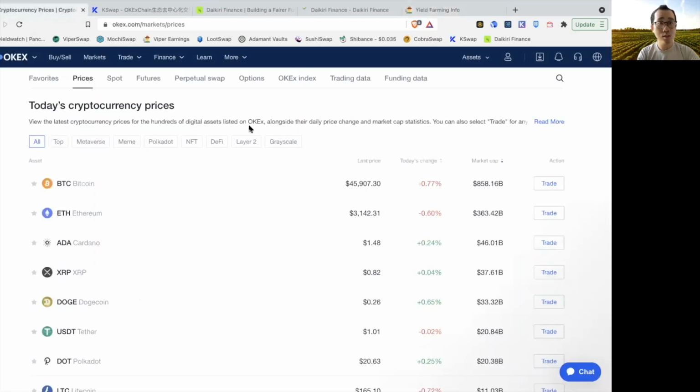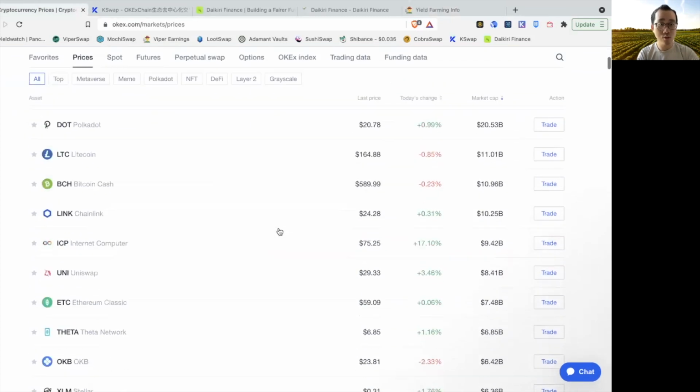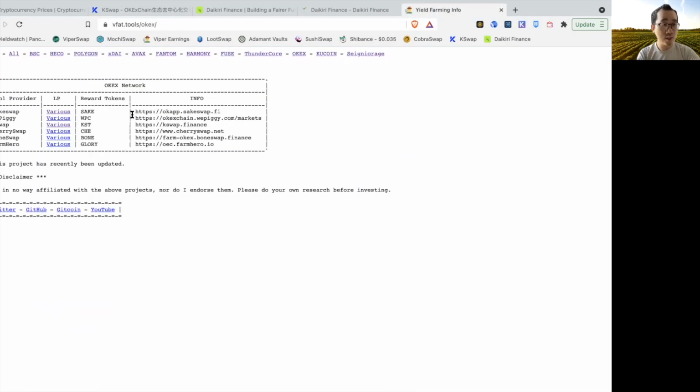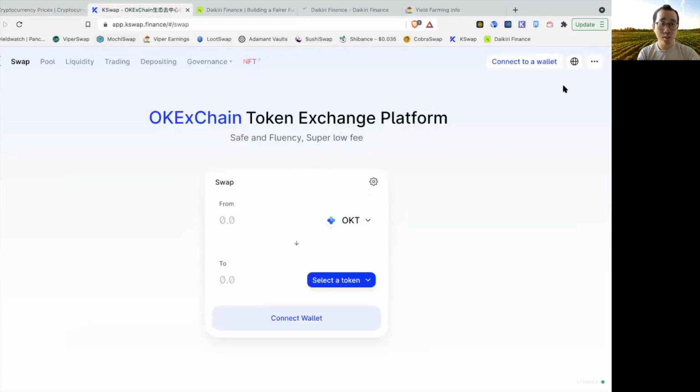So what is OKEx? OKEx is another cryptocurrency exchange. You can see they have all these coins listed, and they basically launched their chain and their dApps running on their EVM compatible chain, just like Binance Smart Chain, just like KuCoin Community Chain. We can take a look at vFat and we see that we have some candidates over here. One of the projects that stood out the most to me is KSwap. KSwap is an automated market maker and a DEX operating on the OKEx chain.